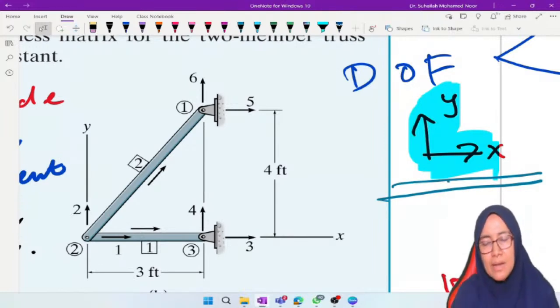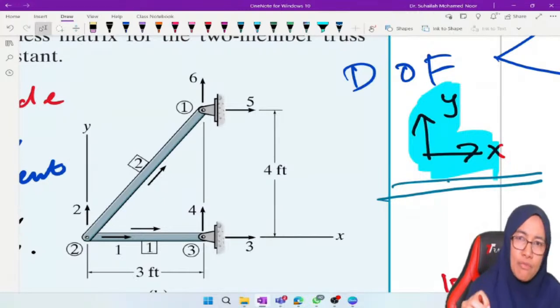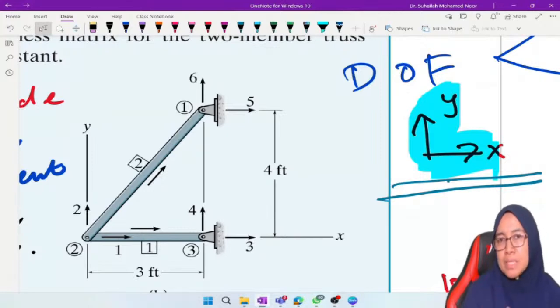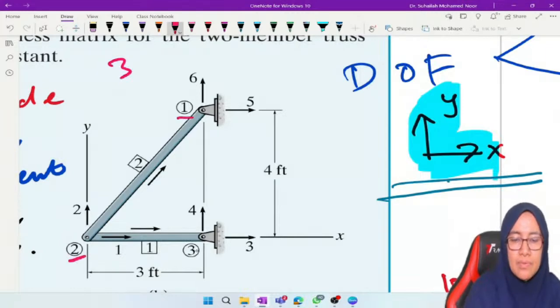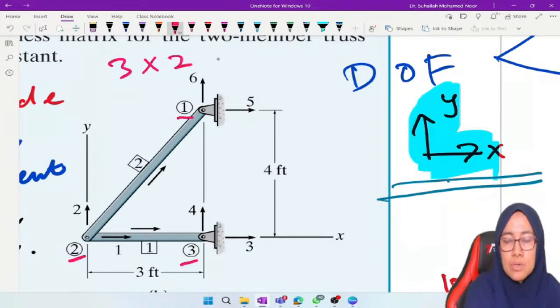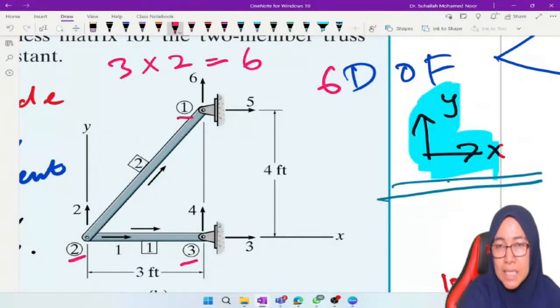So there are two degrees of freedom in x and y at node number 1, at node number 2, at node number 3. It means that if there are three nodes, 1, 2, and 3, the degrees of freedom in total is 3 times 2. So we should get 6 degrees of freedom in total.